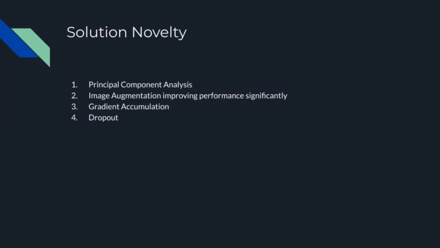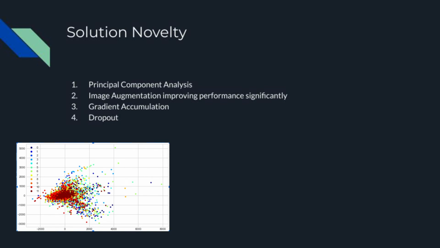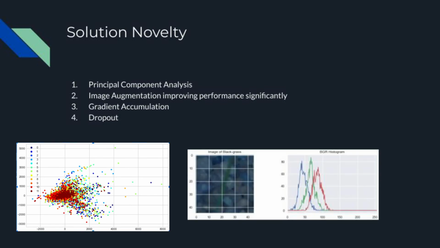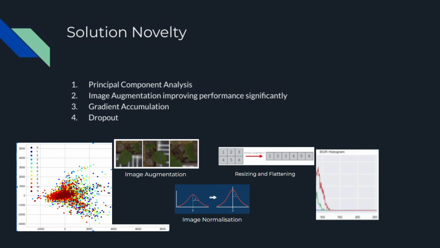Our group performed several novel approaches to improve the overall performance. First, in terms of exploratory data analysis, our team used principal component analysis and BGR histograms to give a better understanding of the nature of the dataset. This allowed us to do color-based segmentation to remove unnecessary features before carrying out the training process. We also did some image augmentation during pre-processing, which improves the performance significantly.